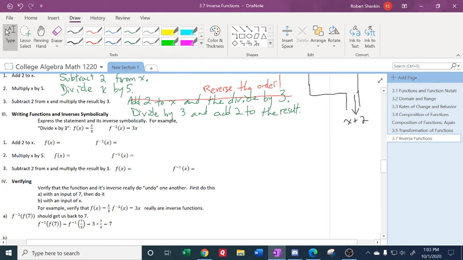All right, now we're on to writing functions and inverses symbolically. Express the statement and its inverse symbolically. Here we introduce the new notation: f, and it looks like a -1 exponent. It doesn't mean a -1 exponent when it's on a function. This is the strange thing with math: we sometimes use the same symbol in different contexts and it means something different.